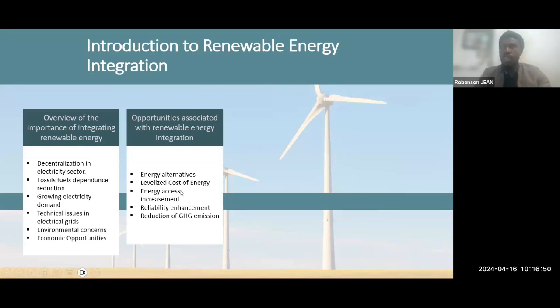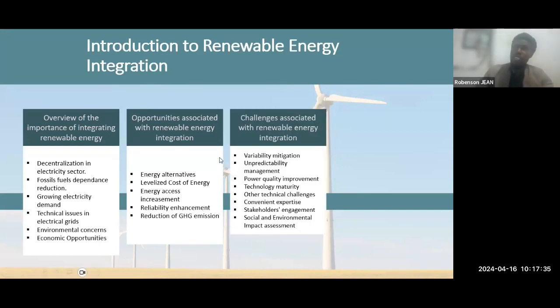And also at the same time, this will help to increase the access to energy. Remember that the goal is to have the energy accessible for everyone in the world, and this is by 2030. And at the same time, when the grid is penetrated by the renewable energy sources, the grid is getting more reliable. So this is a way to enable the reliability enhancements of the grid. At the same time, we are reducing greenhouse gases emission.